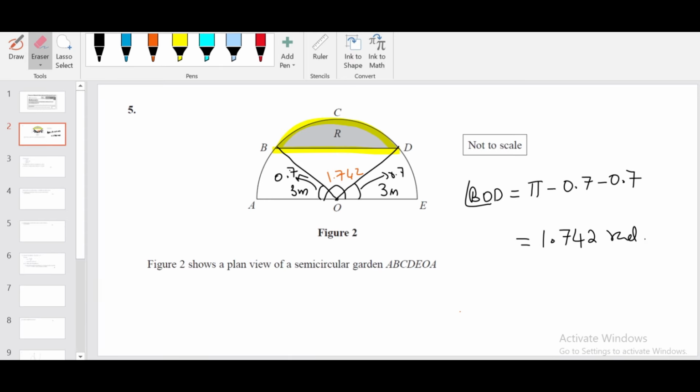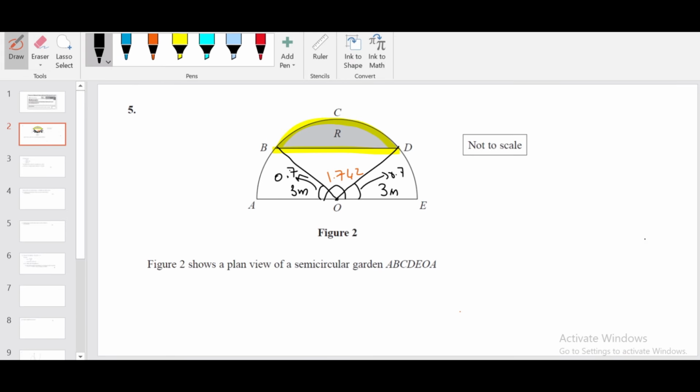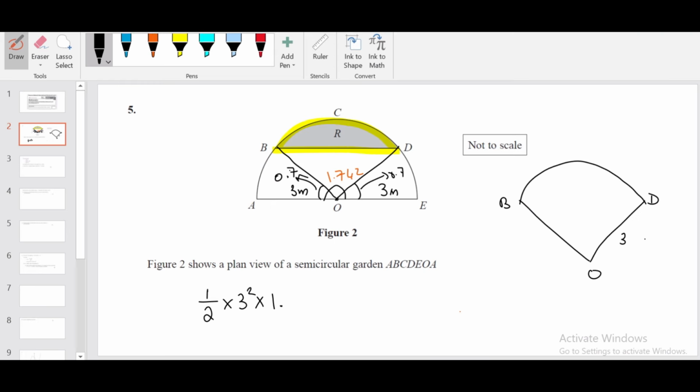Now just look at the sector. We have a sector like this actually. The radius, this is also radius 3. This is BDO. You can find the area of the sector, half r squared theta, 1.741, etc., minus the area of this triangle. So when you subtract them, you will get the shaded region R, right? Minus area of a triangle is half AB, both are 3 and 3, times sine theta, 1.741, etc.